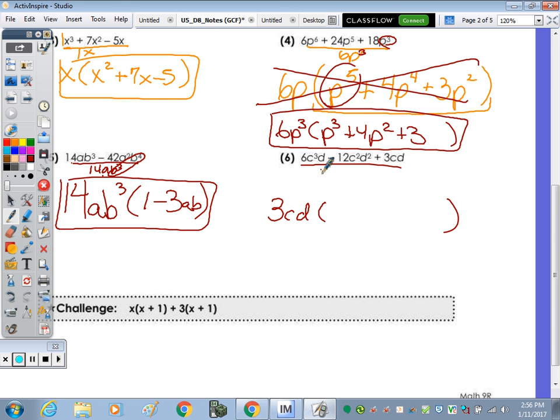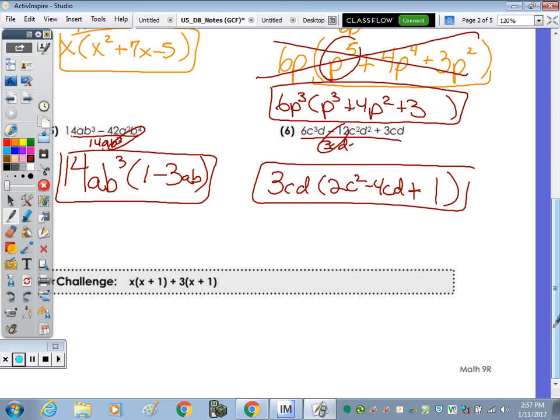So divide this by 3cd. 6 divided by 3 is 2. C cubed divided by c is c squared. The d's will cancel out. 12 divided by negative 3 is negative 4. C squared divided by c is c. D squared divided by d is d. And then plus, what goes at the end? 1. A 1.